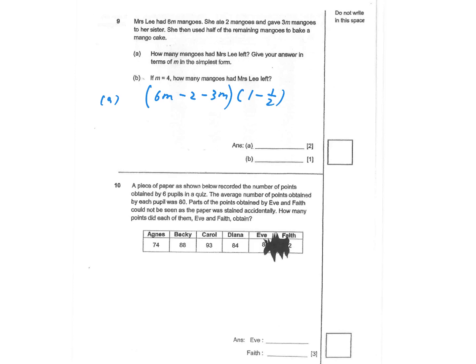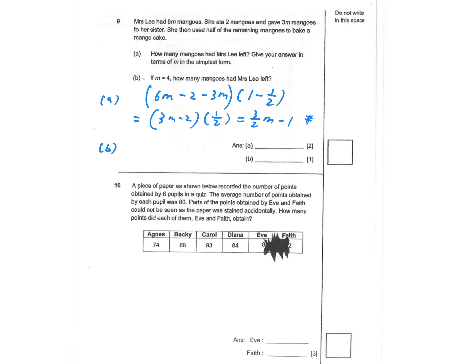So now let's simplify this expression. That equals 3m minus 2 multiplied by 1/2. So if we simplify further, that's going to become 3 over 2 m minus 1. So this is actually the amount of mango left by Mrs. Lee.